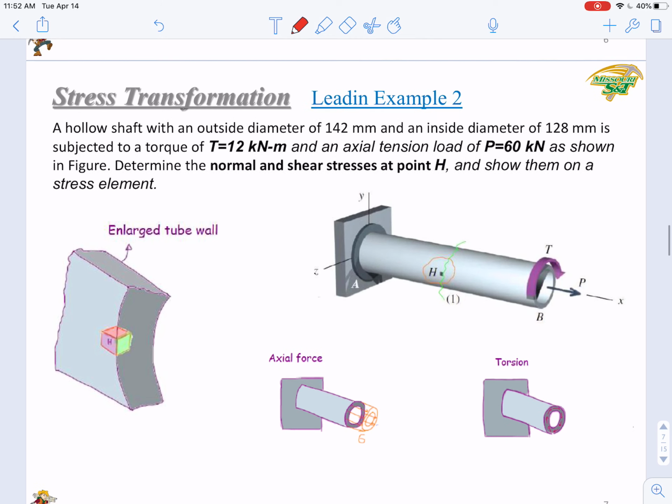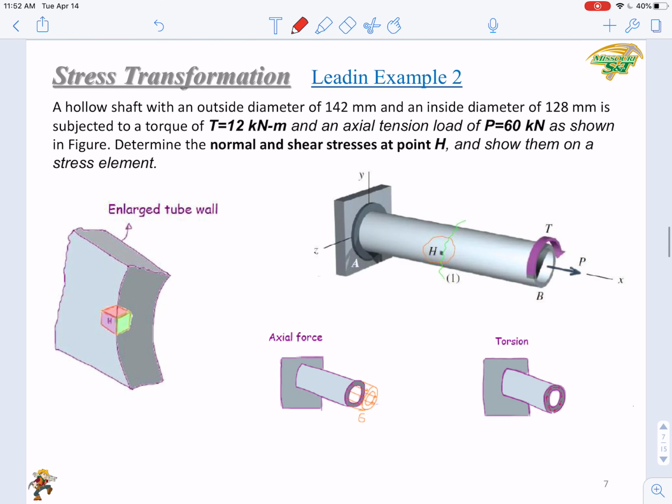Then let's look at a second lead-in example. Here we analyze a torsional element. A hollow shaft with an outside diameter of 142 and inside diameter of 128 is subjected to a torque and an axial tension load P. Determine the normal and shear stress at point H and show them on a stress element.